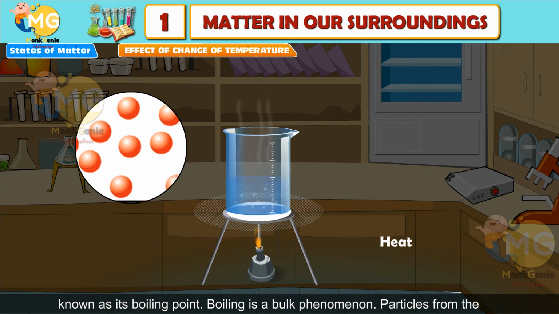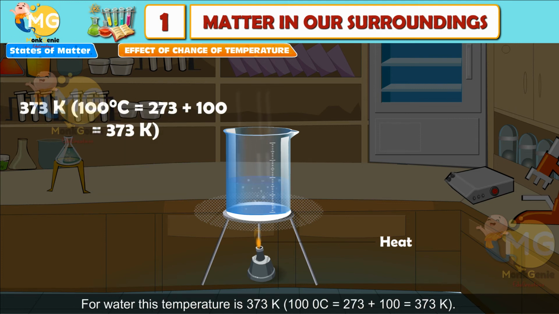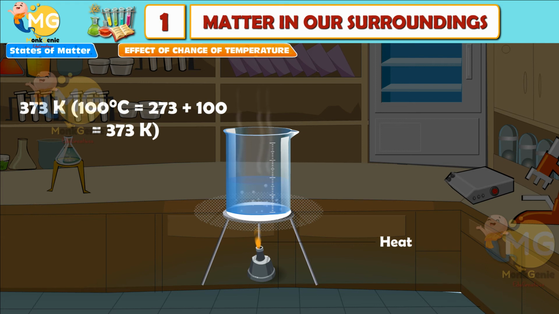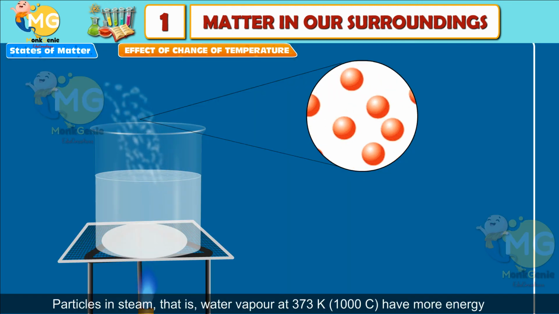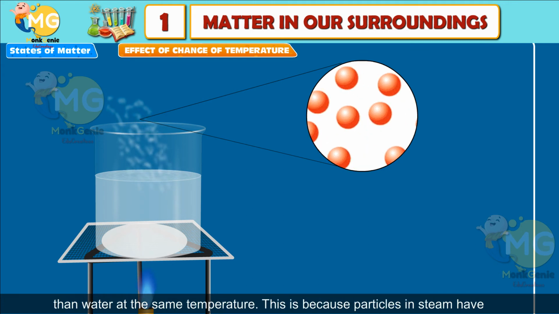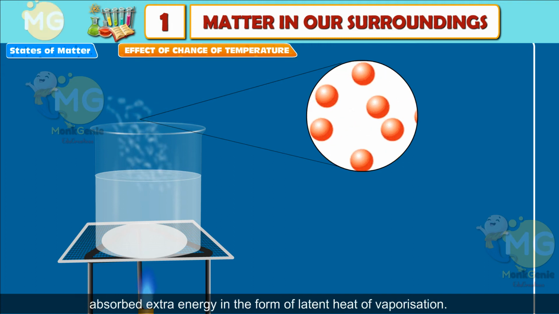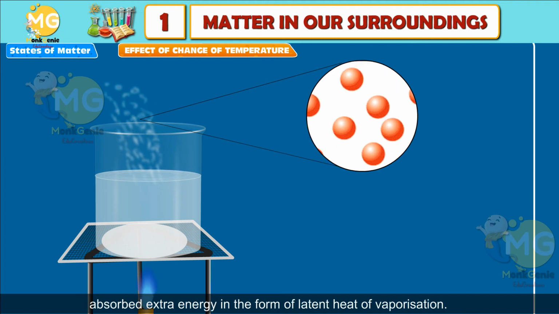Boiling is a bulk phenomenon. Particles from the bulk of the liquid gain enough energy to change into the vapor state. For water, this temperature is 373 K, 100 degrees C, equal to 273 plus 100, equal to 373 K. Particles in steam, that is, water vapor at 373 K, 100 degrees C, have more energy than water at the same temperature. This is because particles in steam have absorbed extra energy in the form of latent heat of vaporization.